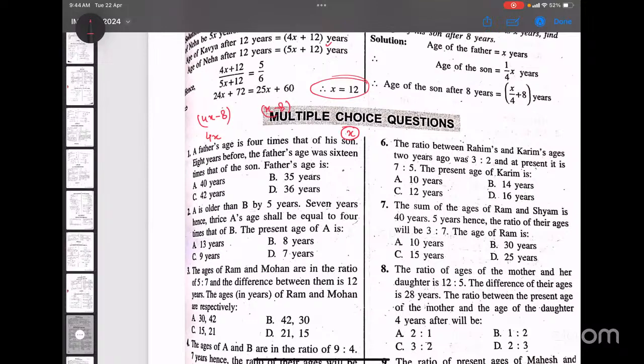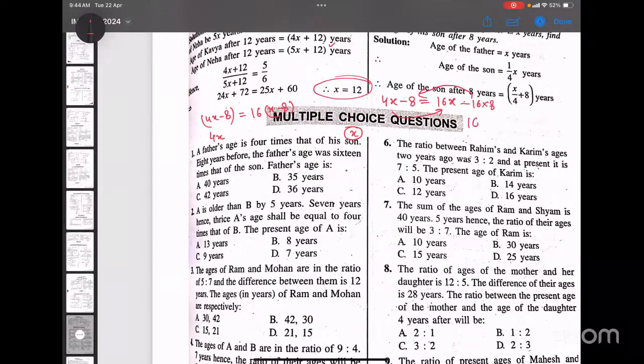8 years before, the father's age was 16 times. So this will be 16 times. And if you solve it, this will give how much? 4x minus 8 equals 16 times (x minus 8), that is 16x minus 16 into 8. Take this on that side and this on that side. So this will be 16 into 8 minus 8 equals 16x minus 4x, that is 12x.